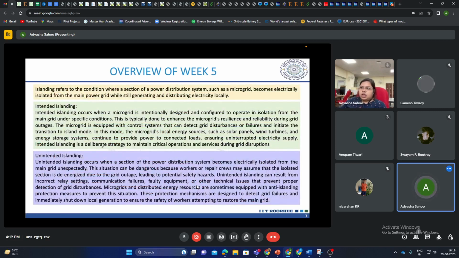Then coming to islanding, which was the main discussion for this week. It refers to the condition when a section of the distribution system, such as this microgrid, is electrically isolated from the main power grid while still generating and distributing the power locally.